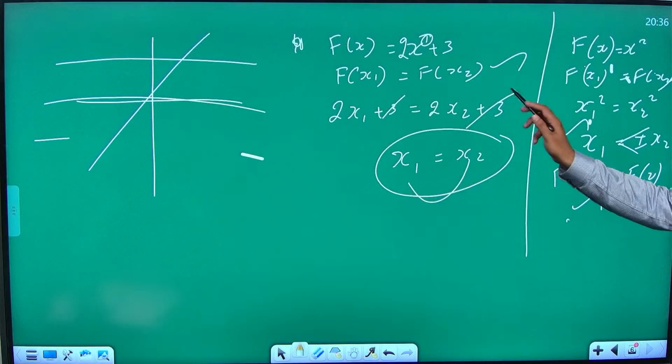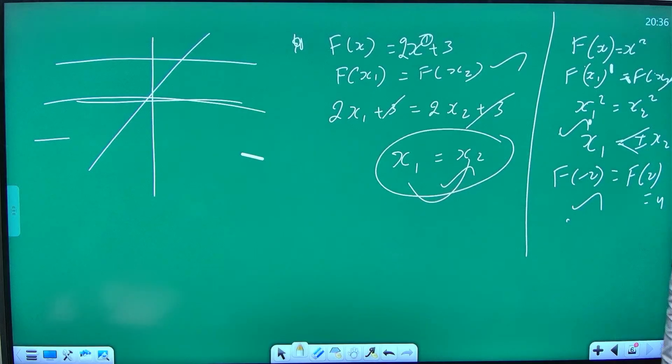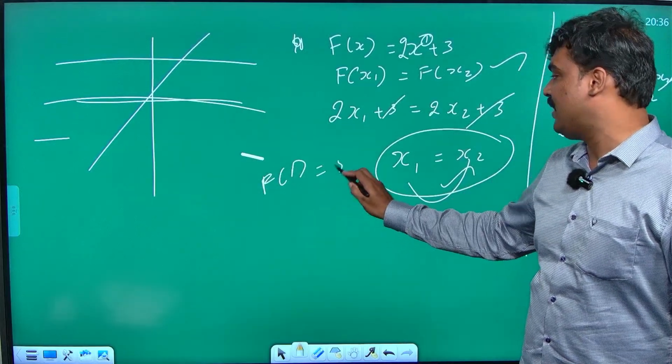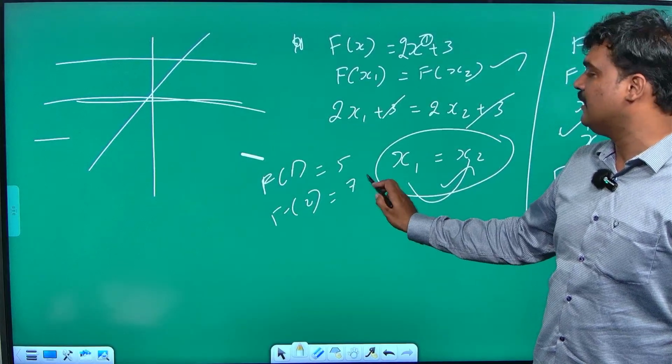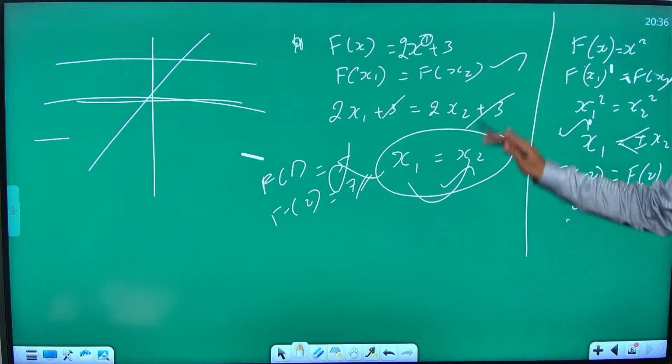Are you getting this? But if the function is one-to-one, you are supposed to prove it like this. Sir, for one-to-one we are doing it this way. I put f of 1, the answer came 5. I put f of 2, the answer came 7. You can't write like this. We want to prove generically.